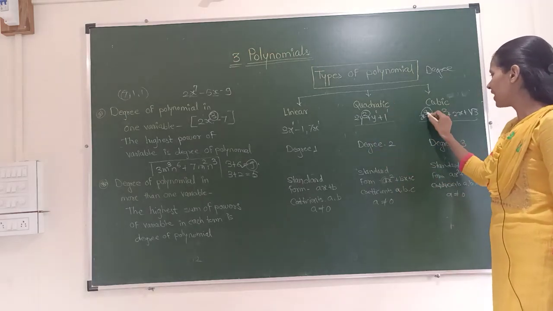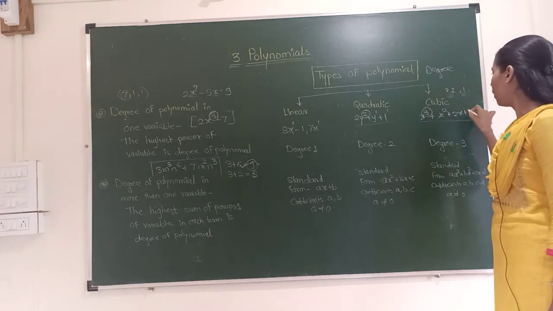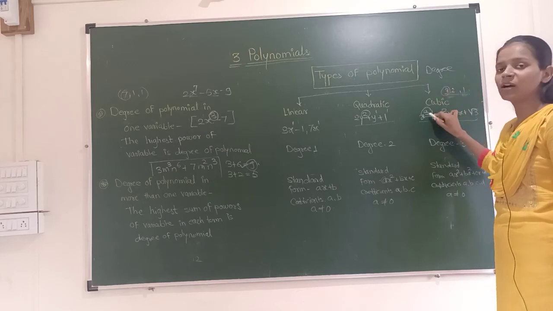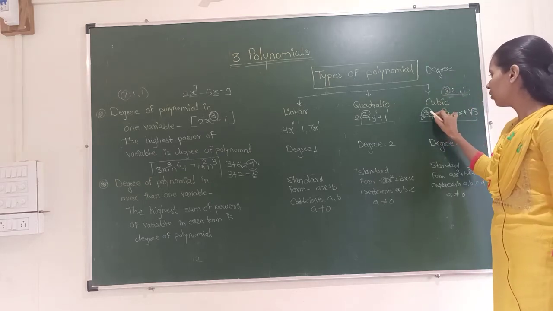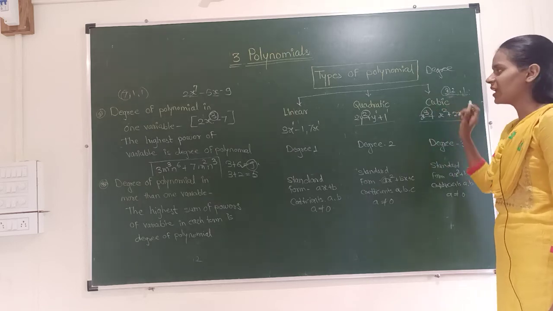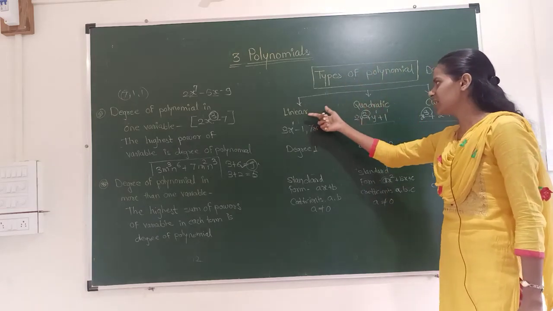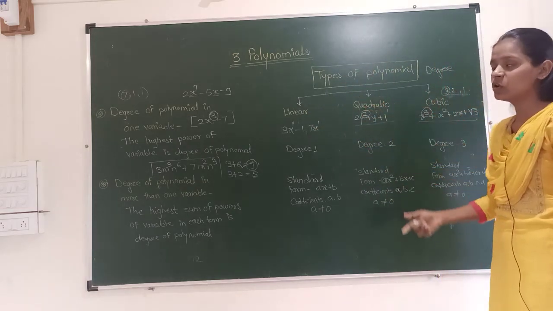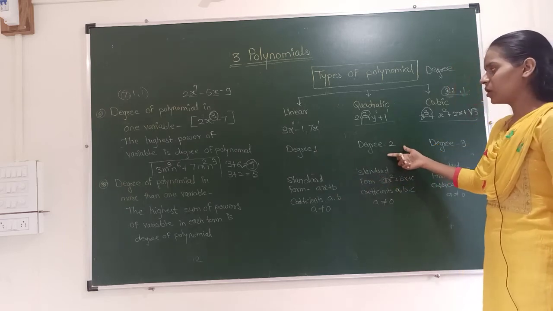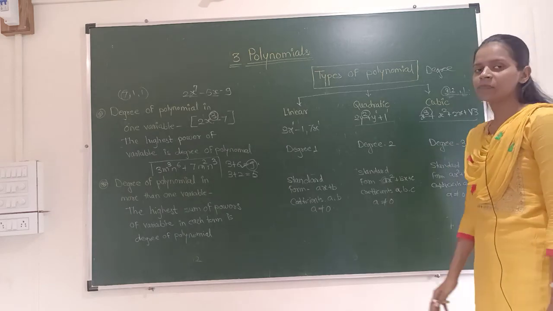Here you can see there are so many degrees: 3, 2, again 1. But if you can see 3 to 1, 3 is the greater number, 3 is the highest number. Therefore, degree of this polynomial is 3. And if degree is 3, it is called cubic polynomial. Today we have seen types of polynomial. First is linear, second is quadratic, and third is cubic. Linear polynomial having degree 1, quadratic polynomial having degree 2, and cubic polynomial having degree 3.